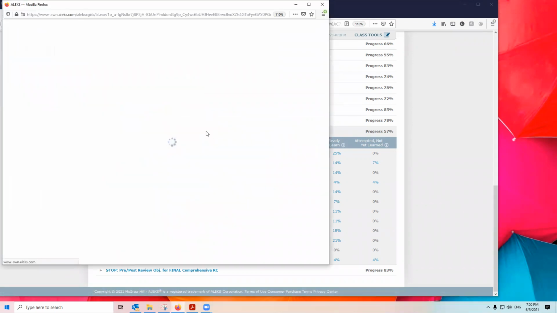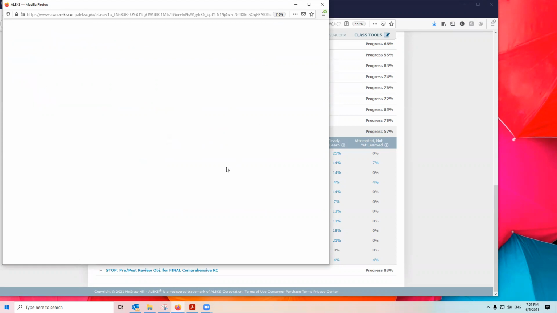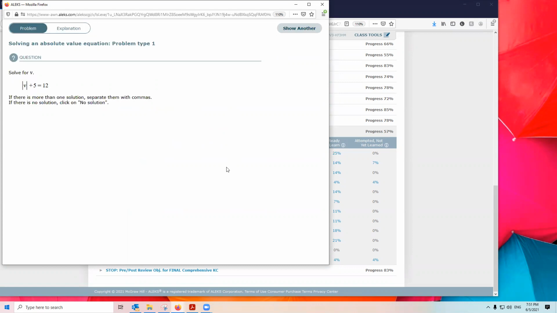All right, let's do an example of solving an absolute value equation. Now, when you solve an absolute value equation, let me list out the steps here. So here are the steps to solve an absolute value equation like this. First, you want to get the absolute value bars by themselves.